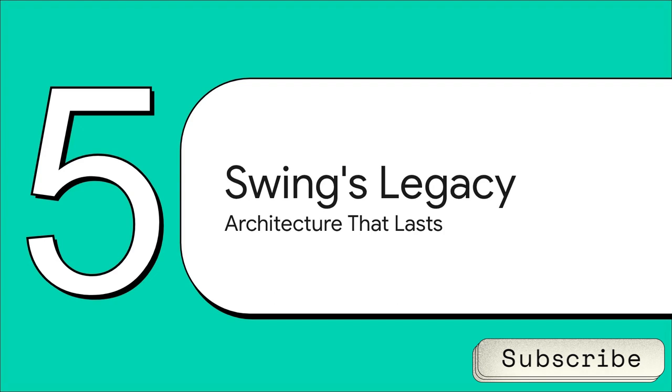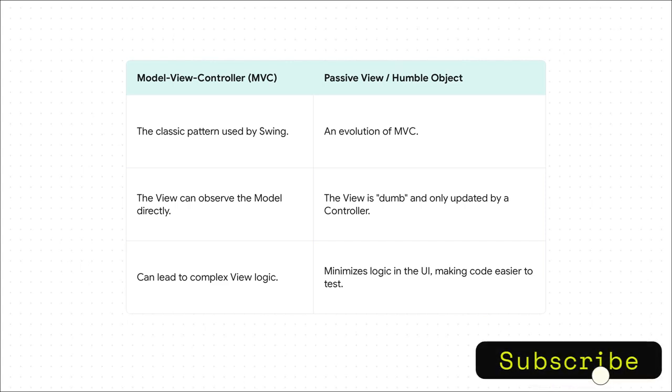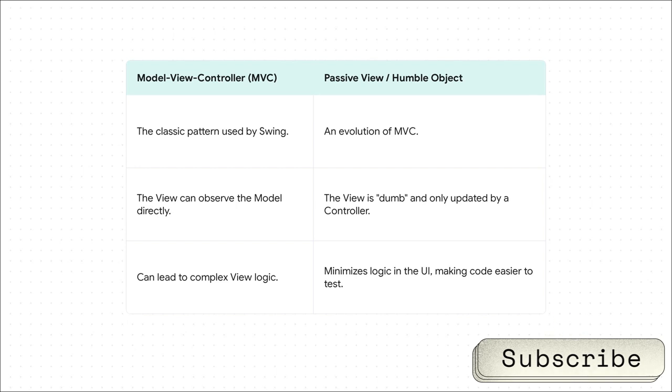Okay, so we've covered the mechanics, but let's zoom out a bit. Swing might feel a little vintage, but the ideas it championed, the architectural patterns it brought into the mainstream, man, they are more relevant now than they have ever been. Swing was really built around the classic Model-View-Controller pattern, MVC. The whole idea was to separate your data, the model, from your user interface, the view. But this created its own challenge.